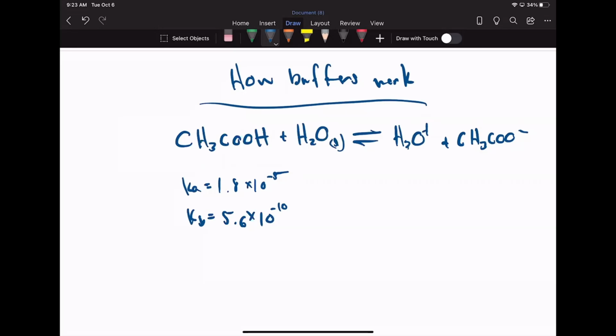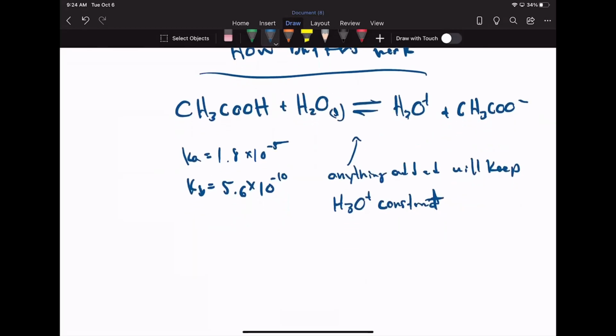Kb. Now, how a buffer works is that anything that we add will keep hydronium constant. If I add a little bit of base, I'm still going to have a constant concentration of H3O plus, depending on which way this shifts. And if I add some acid, we're still going to see some here.